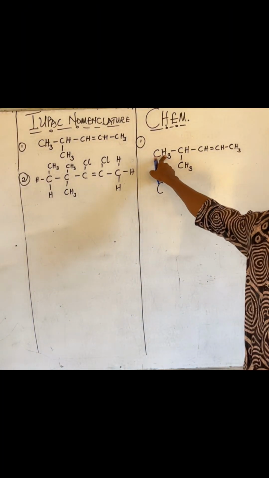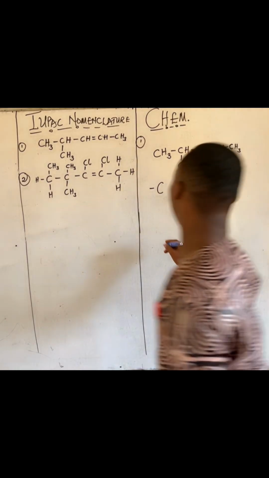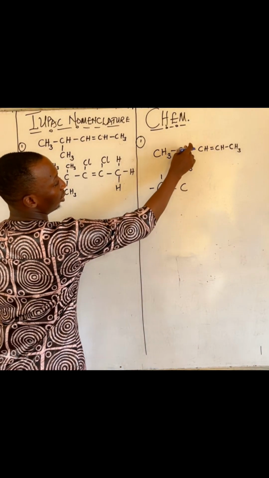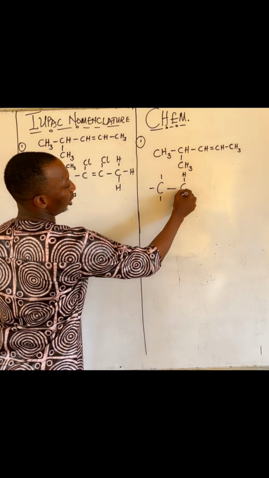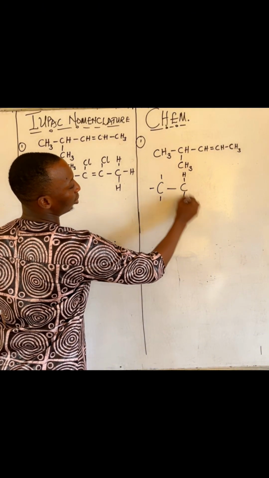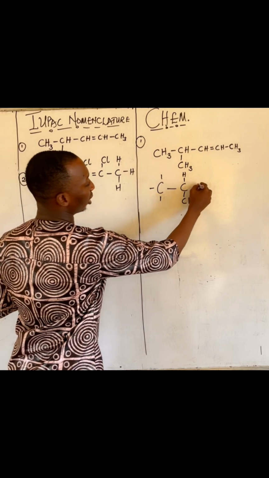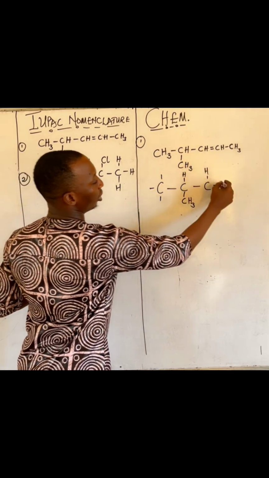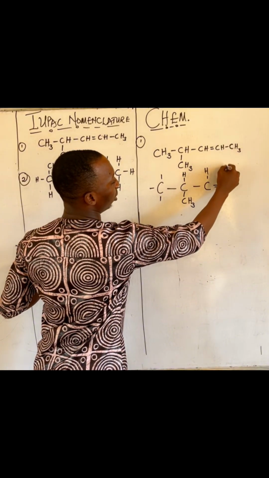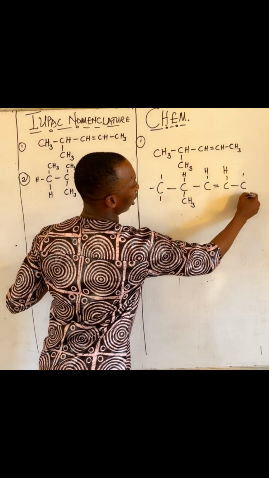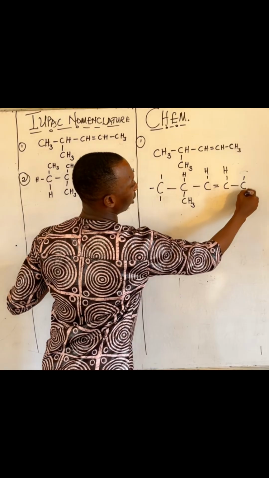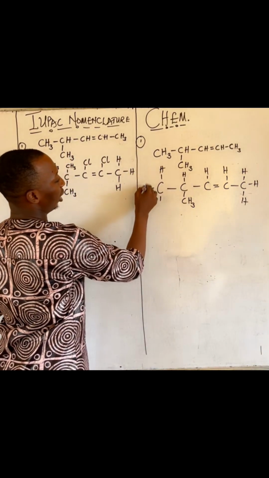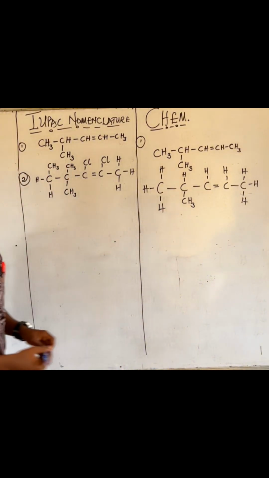Carbon attached to 3 hydrogen, 1, 2, 3. Then carbon again to 1 hydrogen. Then a methyl. Then the next one is carbon again, 1 hydrogen with a double bond. Carbon, a single bond, hydrogen. Then carbon attached to 3 hydrogen again. So after which I have to name this compound.